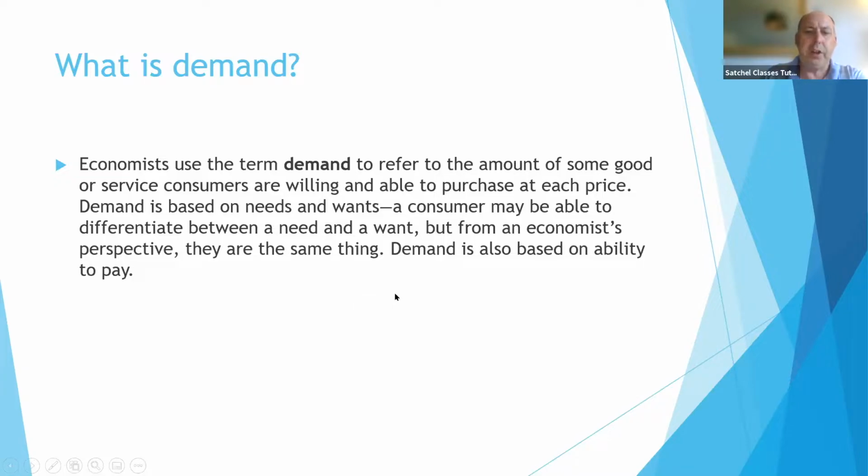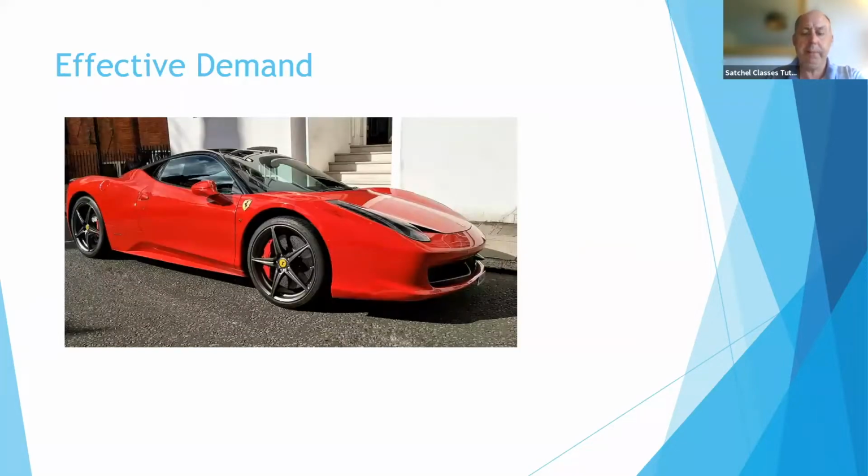Demand is also based on the ability to pay. So I can pay for a chocolate bar, I can't buy myself a Ferrari unless I win the lottery later. So there's my Ferrari. Let's have a look what effective demand is.